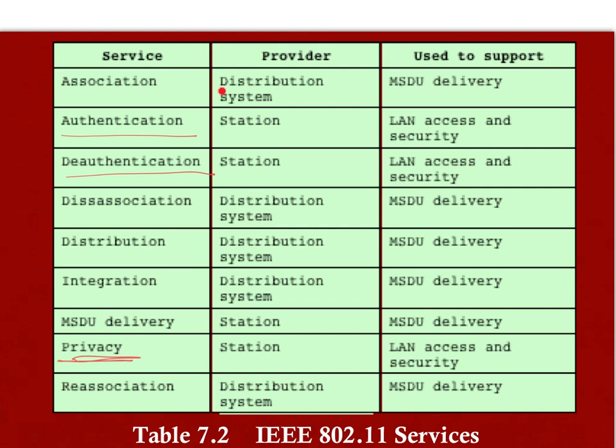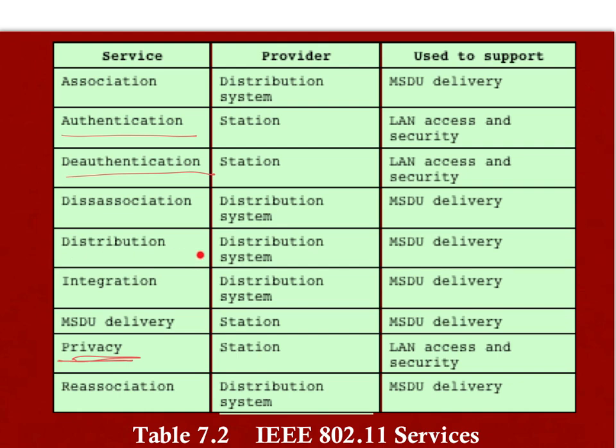This association is provided through the distribution system. Why? Because you may have access to multiple access points. So in order to control the association to a particular access point, this is controlled within the distribution system. I have to have control over which access point you need to connect to. Disassociation is when you leave, for example, the network of QU, you need to disassociate yourself from any access point within QU, and so on.